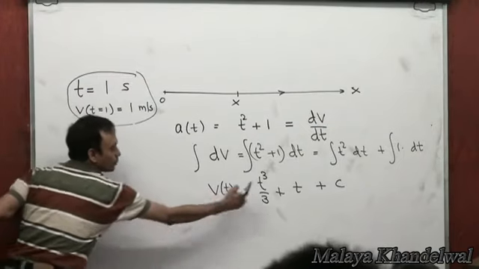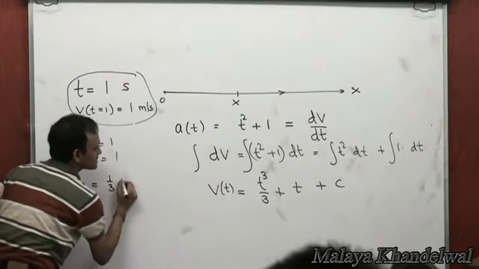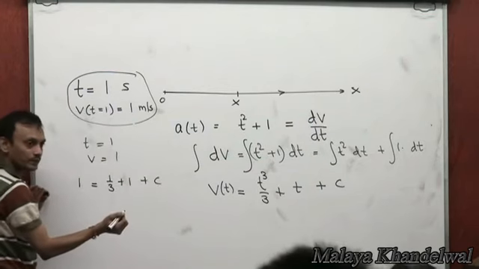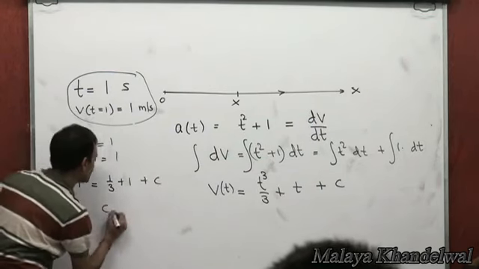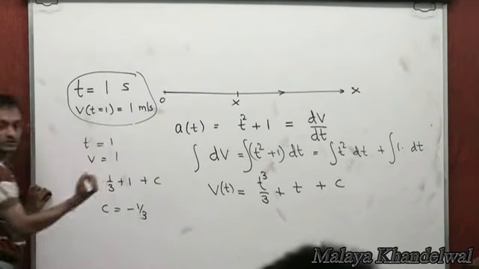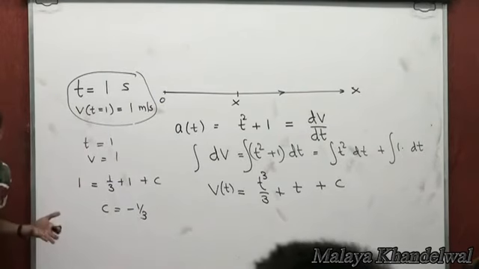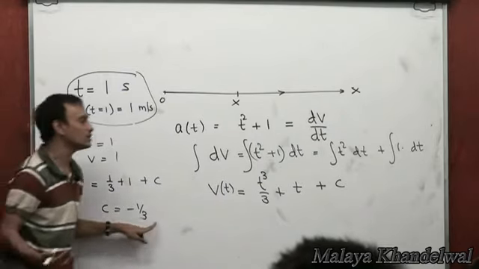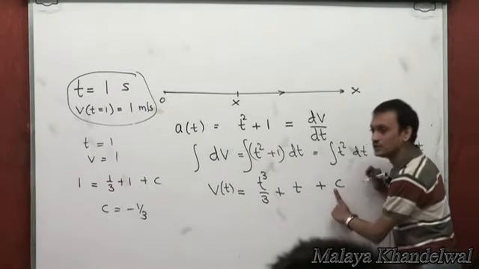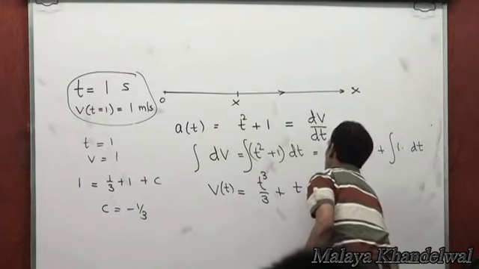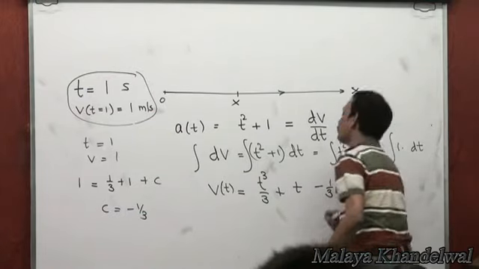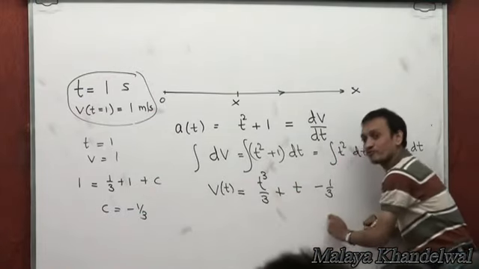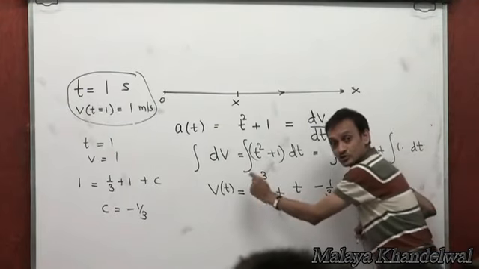You get 1 equal to 1/3 plus 1 plus c, right? That makes c equal to minus 1/3. C equal to minus 1/3, right? So now that you have knowledge of this c, you can plug into this equation c equal to minus 1/3, and now the complete velocity profile of the particle is available to you.